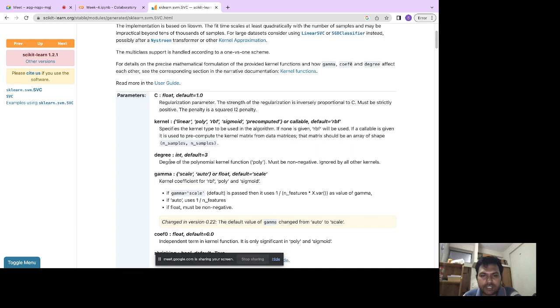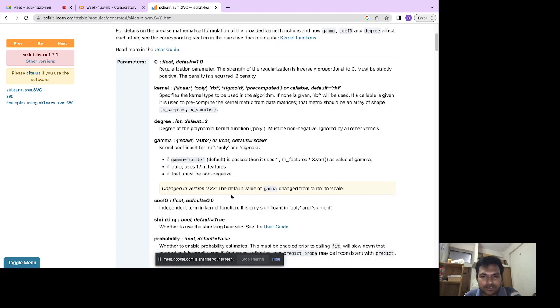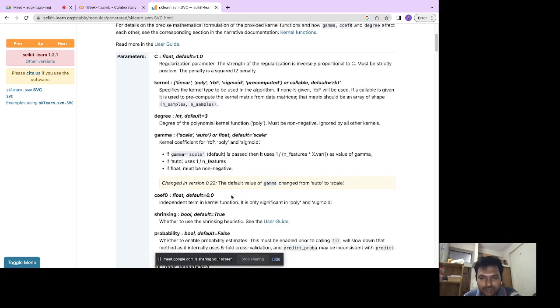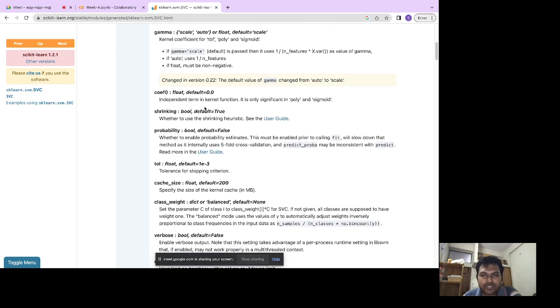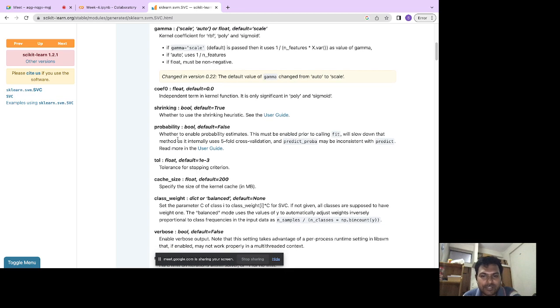Degree will generally only be used when you have the polynomial kernel. Gamma is used for RBF kernels mainly, but polynomial and sigmoid kernels also use it. It is not as important for polynomial or sigmoidal kernels; mostly it will be used for RBF kernels. Then coef0 is the independent term, and it is only significant in the polynomial and sigmoid kernels. So that is the 1 plus x1 x2 form, or you can have 0 there. It depends on that. Shrinking and all those things, people generally won't use.